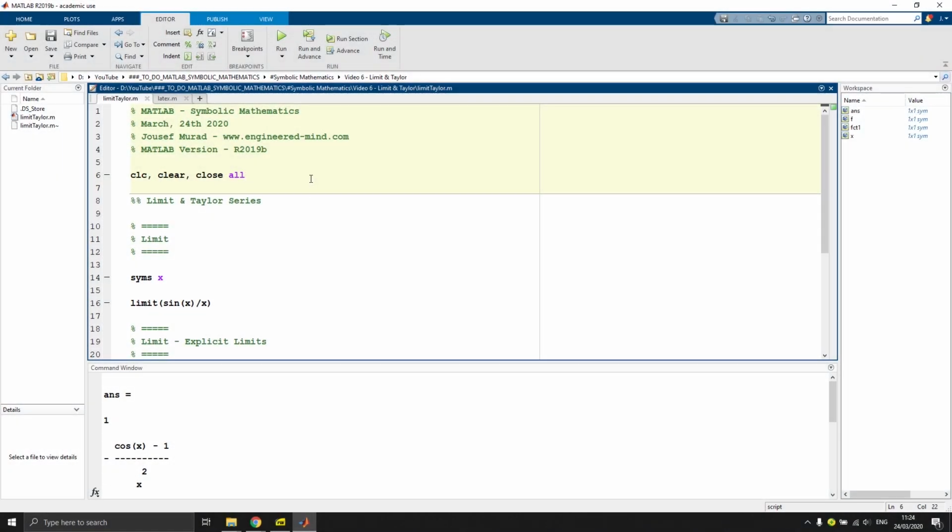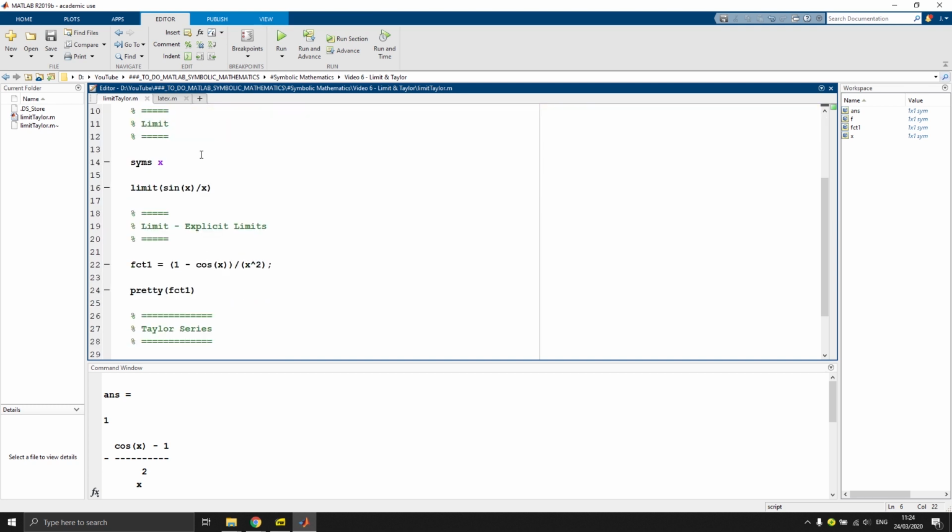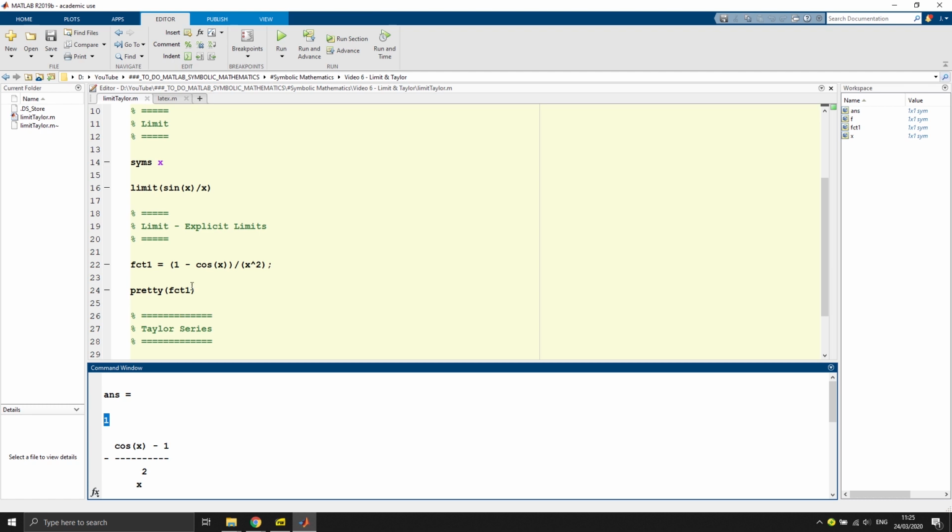In this episode we will talk about symbolic mathematics inside of MATLAB, but in this series we will talk specifically about limit and Taylor series. So we're here in the script now, and as always, you know the procedure already, so you're already trained to a professional. We define an object called x by syms x again, and then we want to see what the limit of sine x over x is. If we execute the script, you will see that the limit is 1.